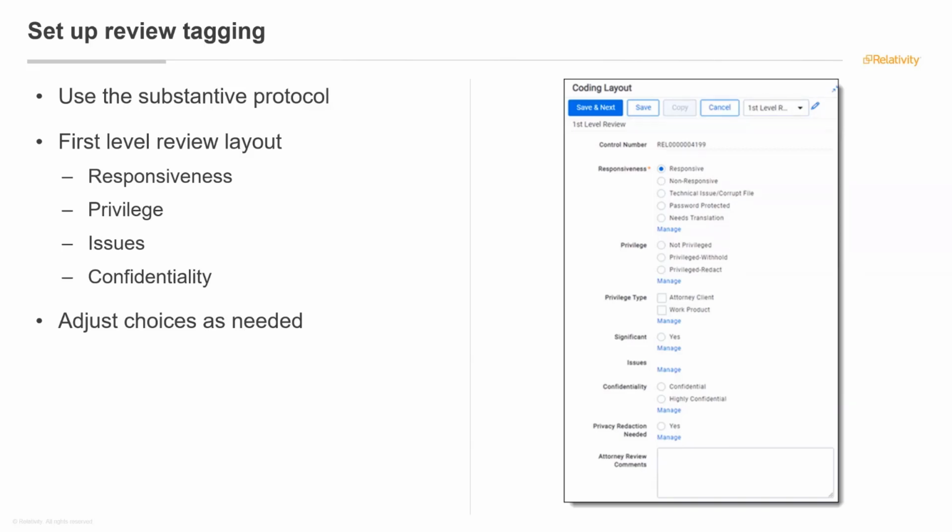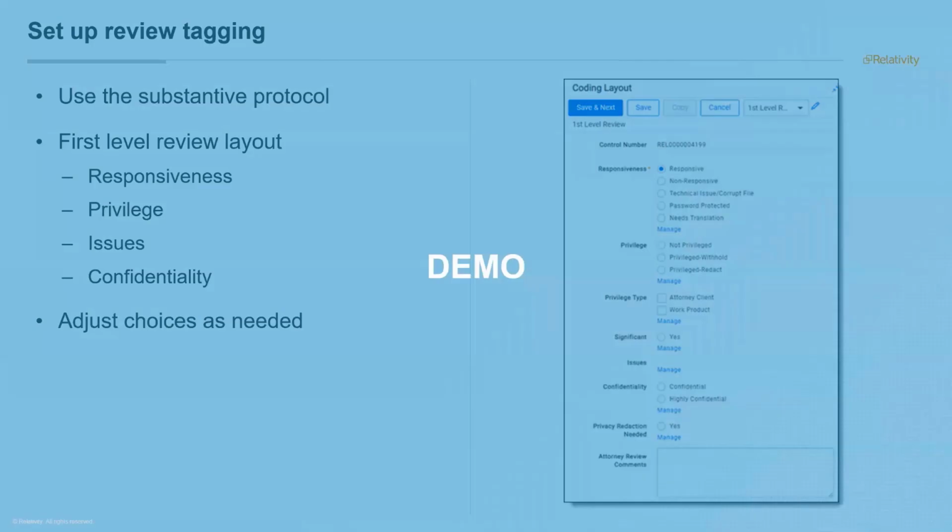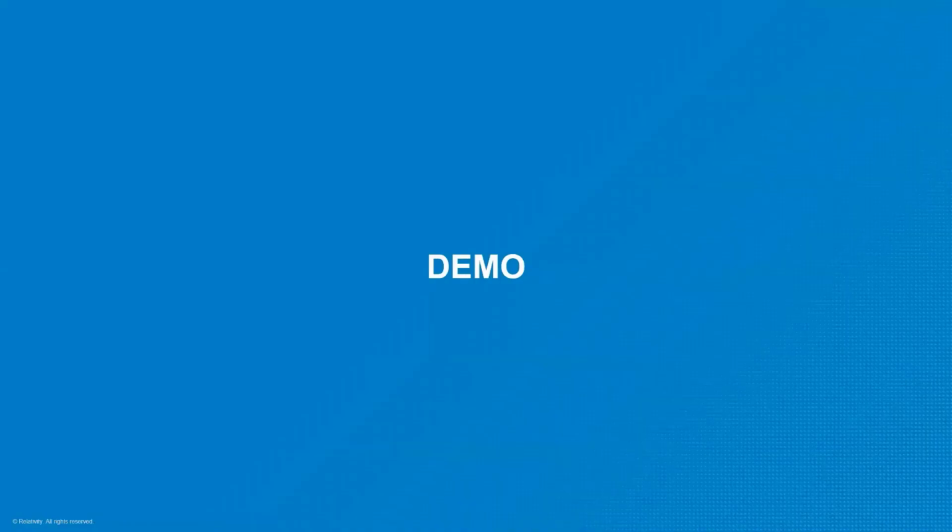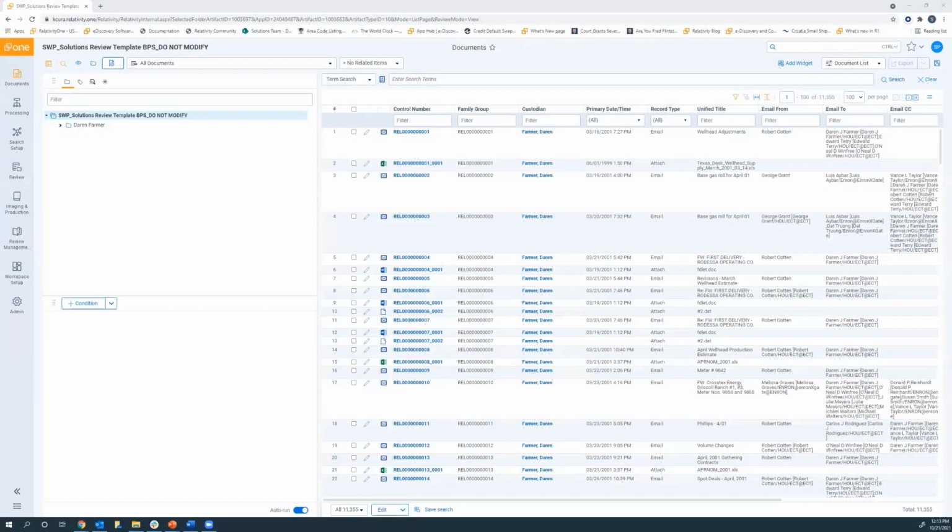You can adjust the choices and fields that will appear on your coding layout, which we'll show in more detail during our demo. So now let's look at Relativity and setting up the workspace. First, we need to start the review process by adding terms to the template STRs, or search terms reports. These will be important for the reviewers to see highlighted terms to track review progress and for QC.